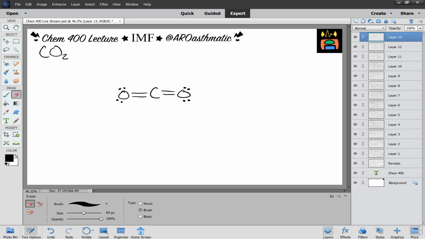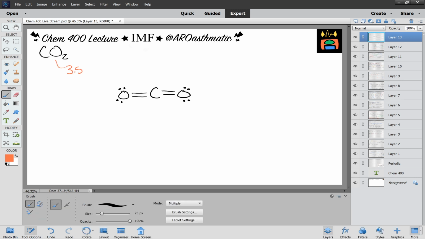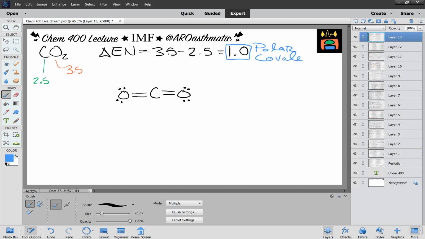All right, now, looking at our electronegativity difference here, oxygen has an electronegativity of 3.5, as we saw in the previous example. Carbon has an electronegativity of 2.5. So here, our electronegativity difference is 3.5 minus 2.5, which comes out to 1.0. Definitely the smallest electronegativity difference we've seen, but this still falls in the polar covalent region. So this is a polar covalent bond.